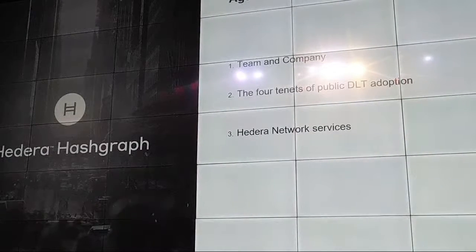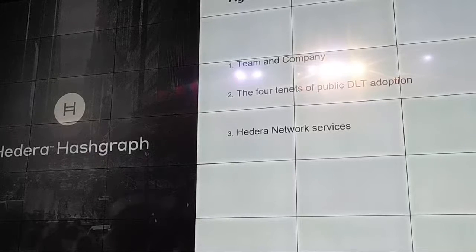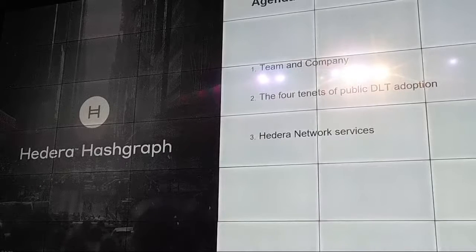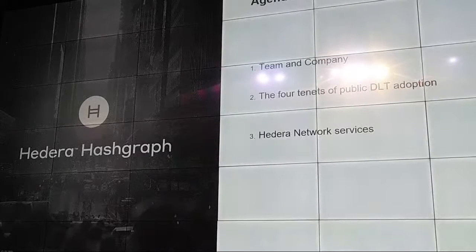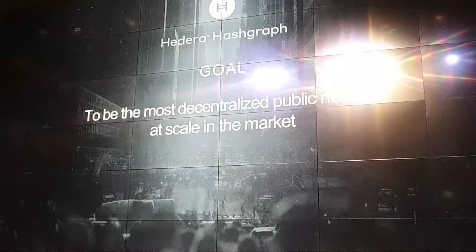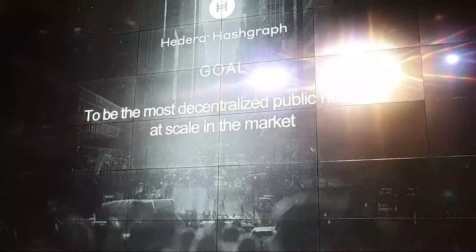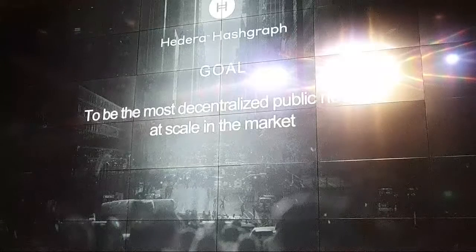To start, did you know that Hedera Hashgraph has raised $120 billion? Yes, that's right, $120 billion. That is how much Hedera Hashgraph has raised from institutions and operating investors in 2018. To achieve feats like this, and to reach our goal of being the most decentralized public network at scale in the market, we need a strong team, right?